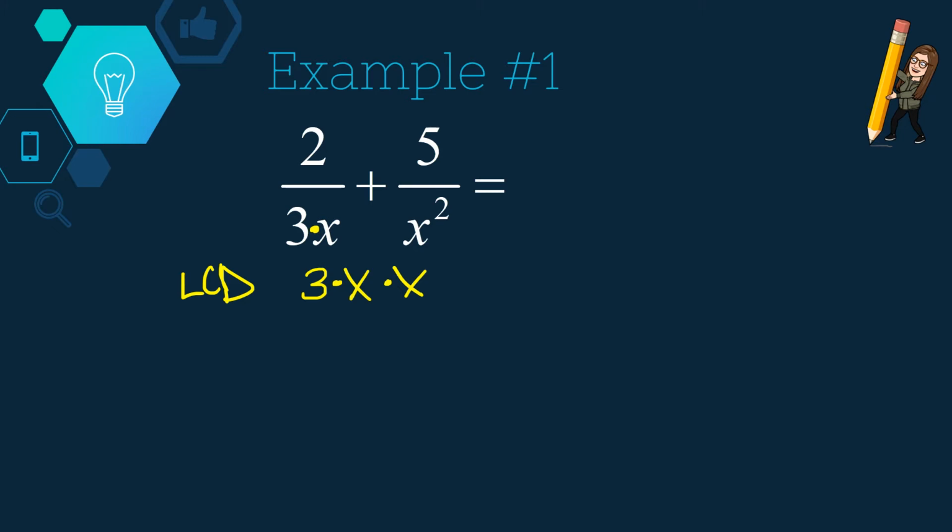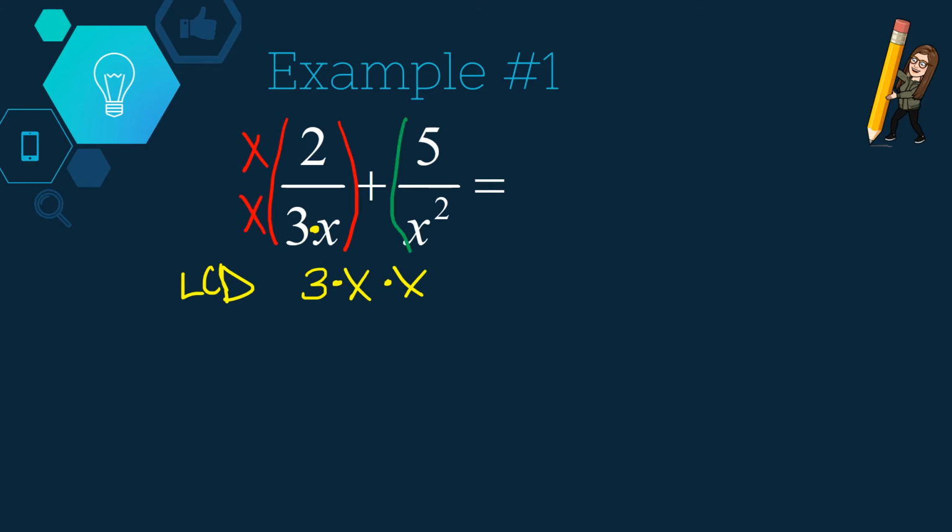So then what I do is I look at each numerator and I multiply that rational expression by what it's missing. The first one has a 3x. It's missing an x.